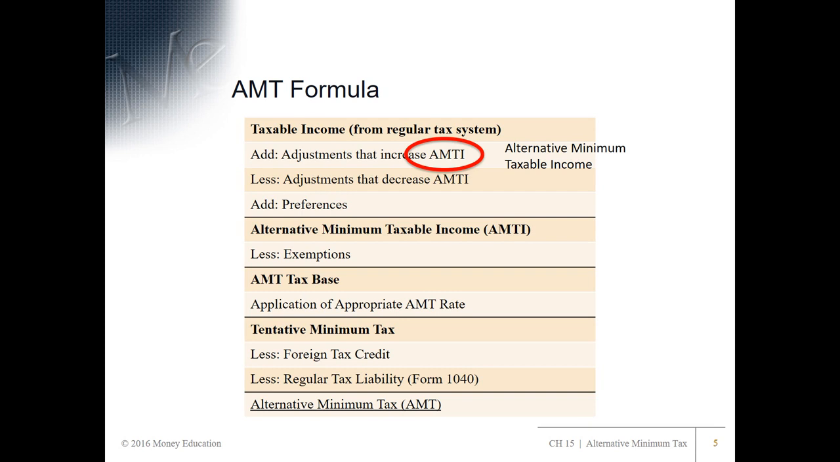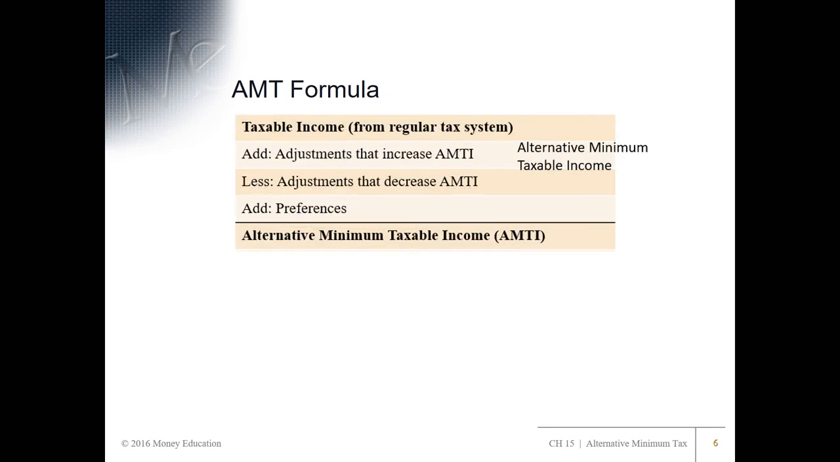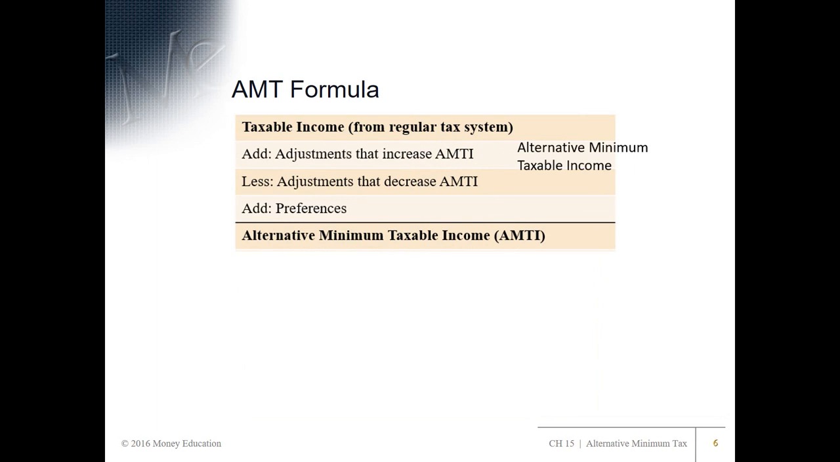We're going to apply the appropriate AMT rate, and that will give us the tentative minimum tax. Then we are going to subtract the foreign tax credit and the regular tax liability from the Form 1040 to get the alternative minimum tax. And again, this regular tax liability from the Form 1040, it's just the way we have been calculating tax liability since the beginning of the course. It's nothing new.